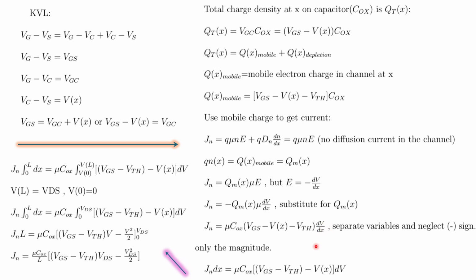Now just integrate. Since this is dV by dx, you integrate and you will get the current, right? So here the integration is 0 to L and 0 to V. Integrate and you will get this value. So here ID L is equal to mu Cox divided by L, VGS minus VTH, VDS minus VDS squared by 2. This is for your linear region, and put this value, that is VDS is equal to VGS minus VTH, you will get it for the saturation region. So finally your final current, ID is equal to J, that is I divided by W. So ID is equal to half mu Cox W by L, and then VGS minus VTH all squared, right? So that will be the final value.